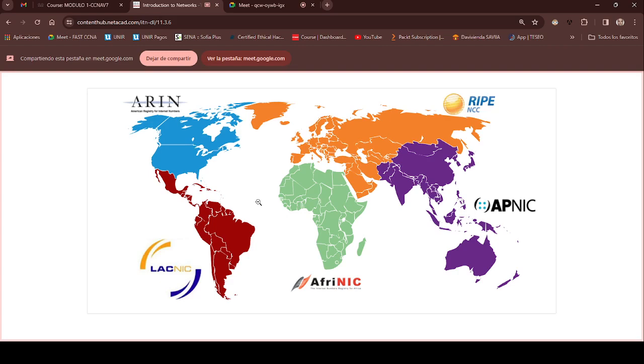Y tenemos para las diferentes zonas del mundo, LACNIC para Latinoamérica, ARIN para Norteamérica, RIPE para toda la región de Europa y Asia, AFRINIC para la región de África y APNIC para la región de Asia-Pacífico.